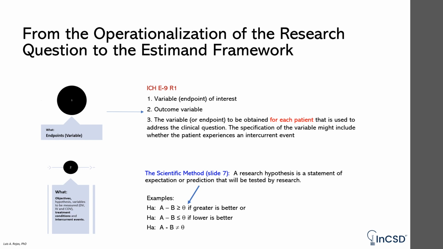around the scientific method. In ICH E9, they describe a variable or endpoint, making no distinction between the two, the outcome variable, and they define the variable or endpoint as what can be obtained from each patient, and that is used to address the clinical question. The specification of the variable may include whether the patient experienced an intercurrent event. But notice again, in the scientific method, we are talking about the research hypothesis. The point is around delta and showing whether or not we can reject the null hypothesis.